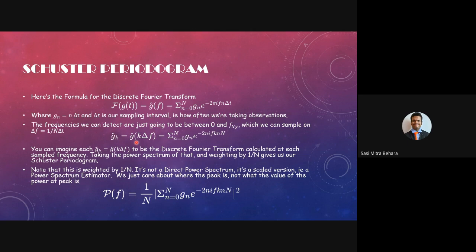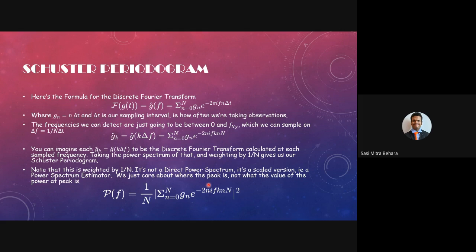You are just taking the power spectrum of that. Okay, let's not worry too much about it, but here's the final classical periodogram that you get. P(f) is equal to 1 by n, and you have this entire giant thing, which you can just think of as a discrete Fourier transform. So that gives you your Schuster periodogram.